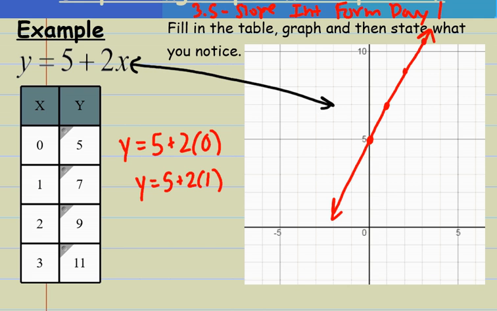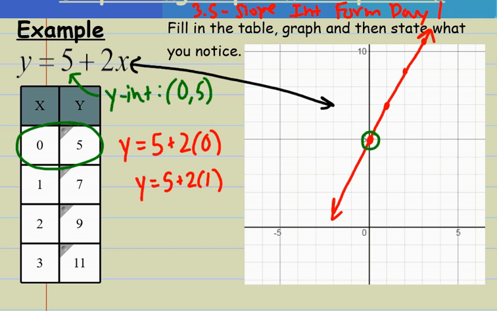Well, let's look. The first value is y equals 5. Where does that occur in the table? It's the very first point that I get in my table. On the graph, it's the y-intercept. So this very first number that's all by itself in the equation is going to be my y-intercept. We just found that the y-intercept is the point (0, 5). It's the number all by itself in the equation.